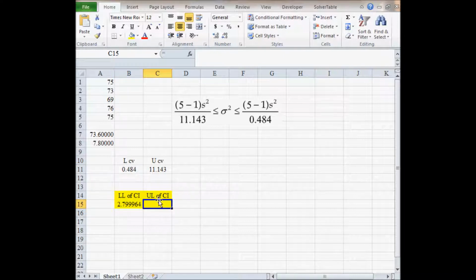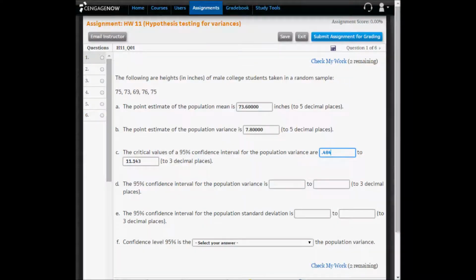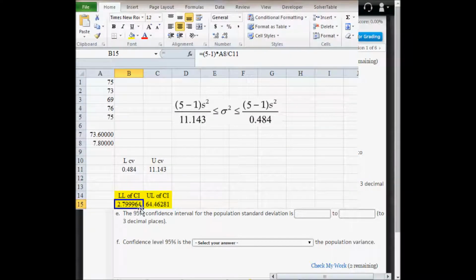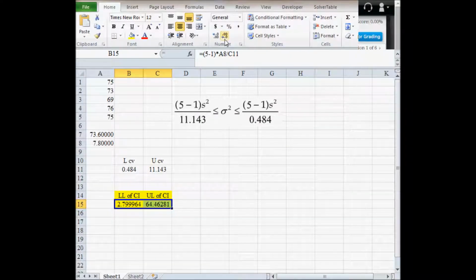Okay. To get the upper limit of the confidence interval, I take the 5 minus 1, my degrees of freedom, multiply that by the sample variance, and then divide by the lower critical value. So when you divide by the lower critical value, you get a big number. When you divide by the upper critical value, you get a small number. And then CengageNOW wants these numbers to 3 decimals. So I'm going to reduce these numbers to 3 decimals.